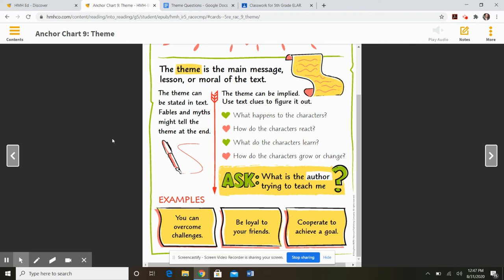Remember, the theme is not what the story is about. The theme is what the author is trying to teach you. Okay, so remember, it's not what the story is about. The theme is the main message.